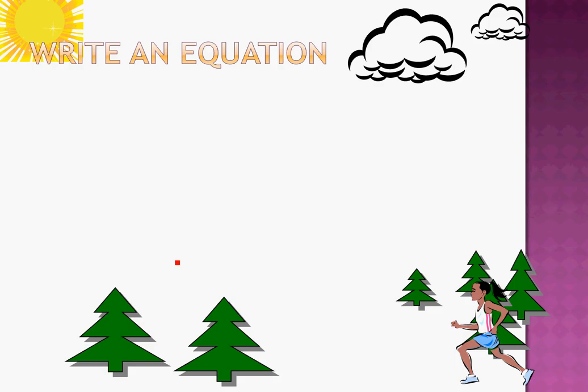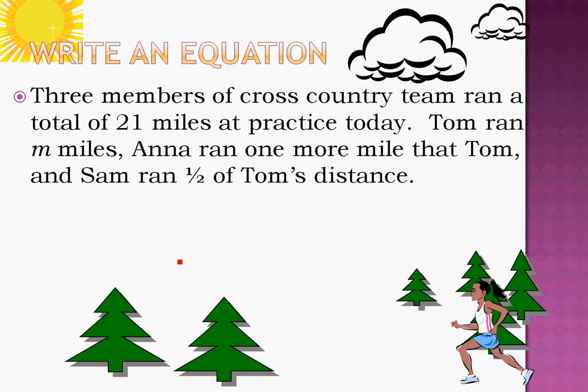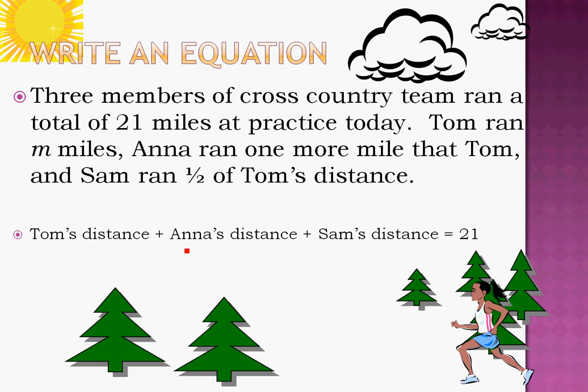Let's look at one last example and try to write an equation. 3 members of a cross-country team ran a total of 21 miles at practice today. Tom ran M miles, Anna ran 1 more mile than Tom, and Sam ran half of Tom's distance. A lot of information here. Try to sort it out. How many people do we have? We've got 3 people, and they ran a total of 21 miles. So what do we need to do with those 3 people's mileage to get 21? Hopefully you're saying we need to add them together. Tom's distance plus Anna's distance plus Sam's distance has to equal 21 miles.